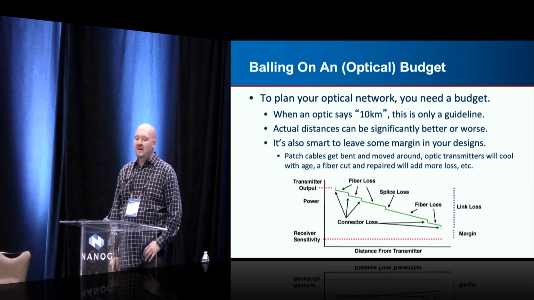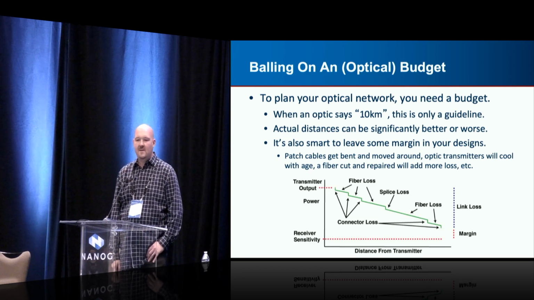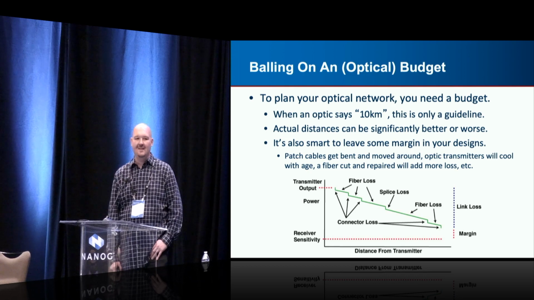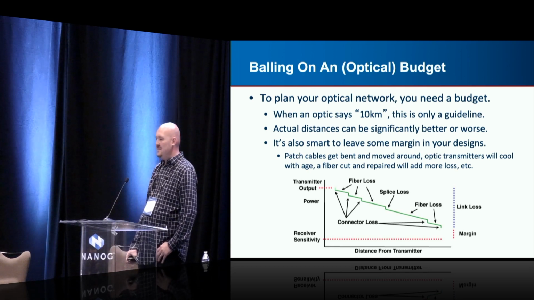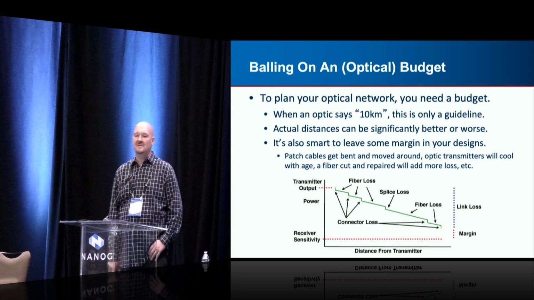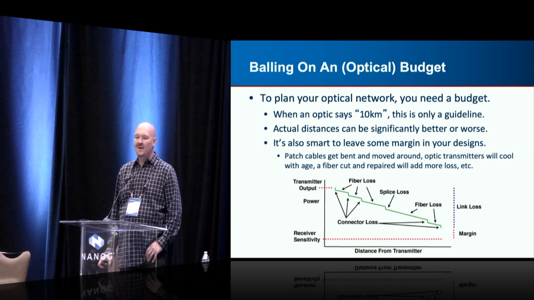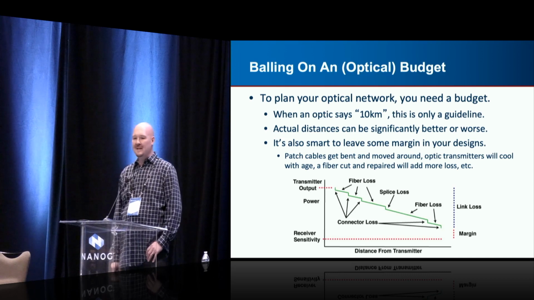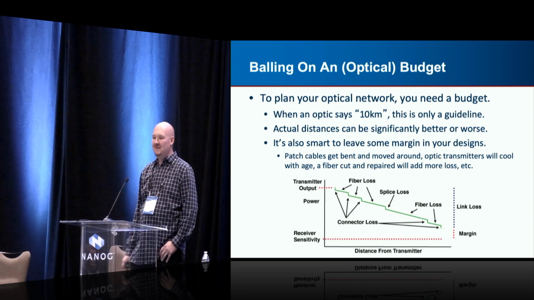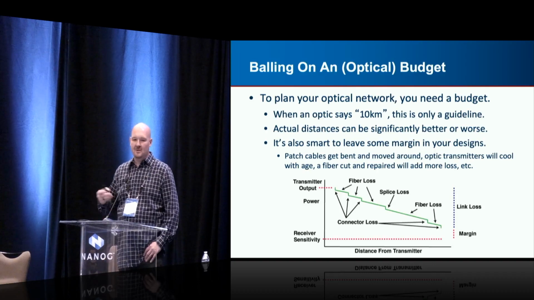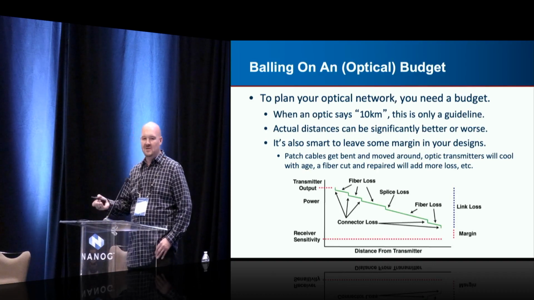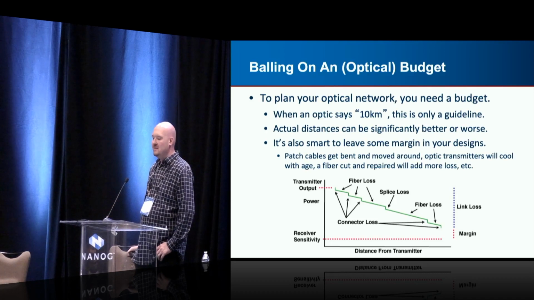When you plan an optical network, you need a budget. When an optic says 10 kilometers, that's the loosest of guidelines. I've seen optics that say 10 kilometers that I can take 30 kilometers. I've seen optics that say 1 kilometer that I can take 25 kilometers. It absolutely, positively is just a bare guideline. So you need to actually look at the light levels and what impairments you're going to hit as you go across the signal.